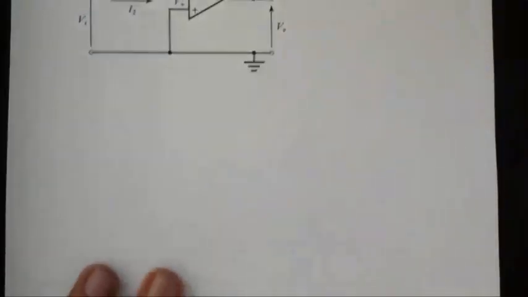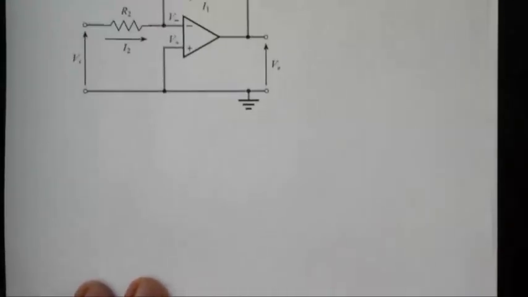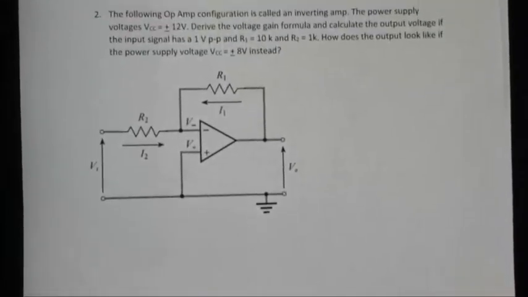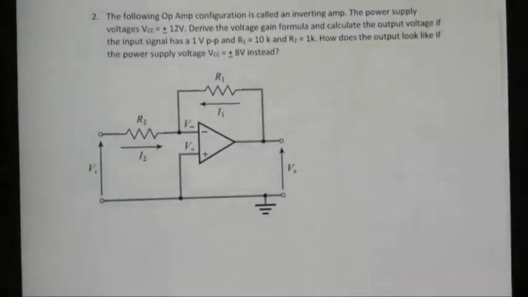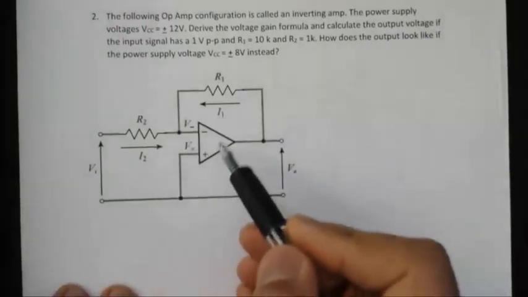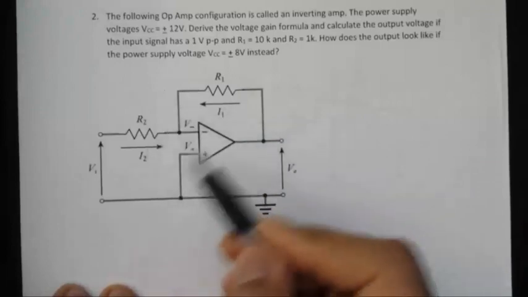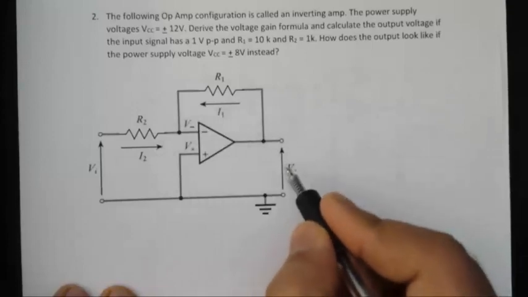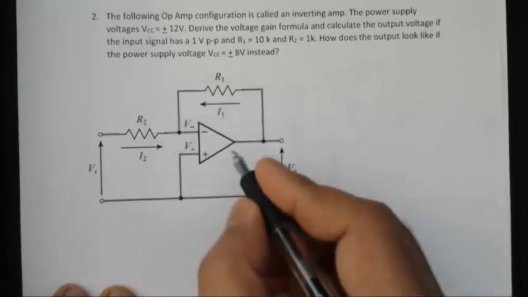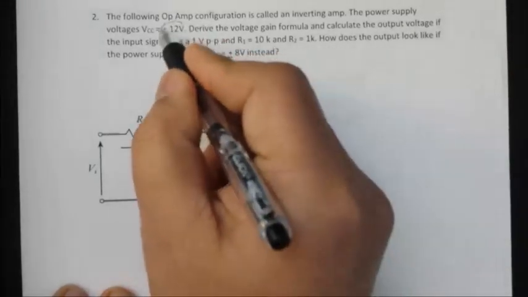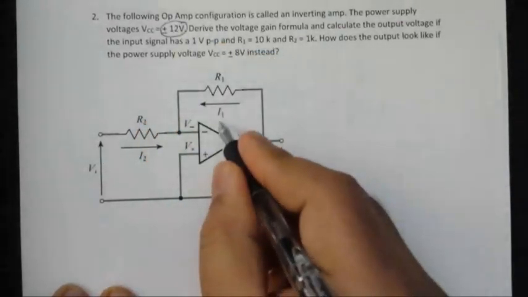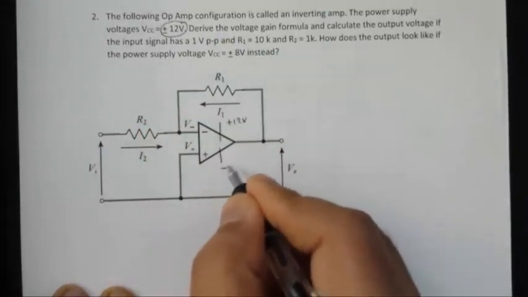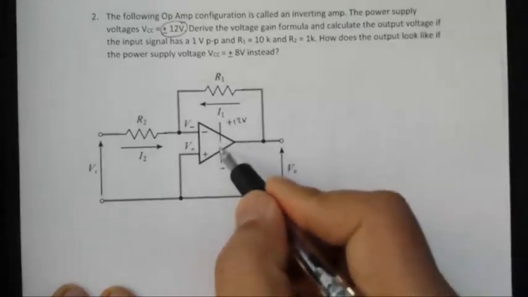Alright, so let me begin with a simple problem, and this is about the inverting amplifier. Here's the question. The following circuit is configured as an inverting amplifier, and it's asking what the output voltage would be. First, your power supply voltage is plus minus 12 volts. Usually we don't show the power supply voltage, but you may want to put it here.